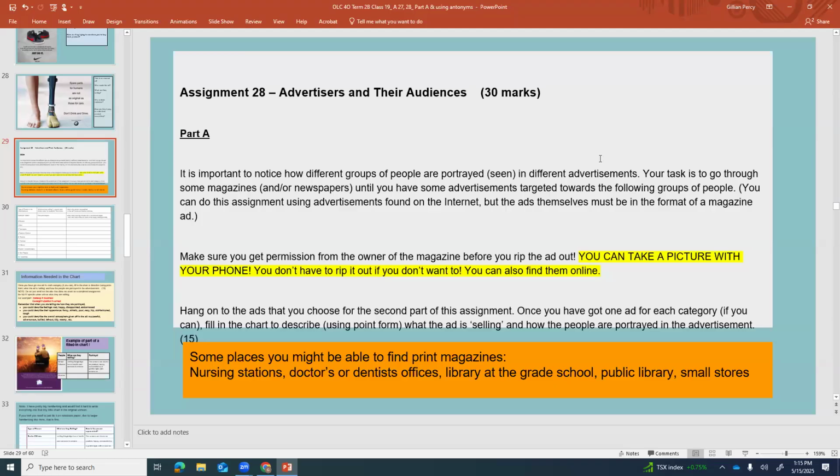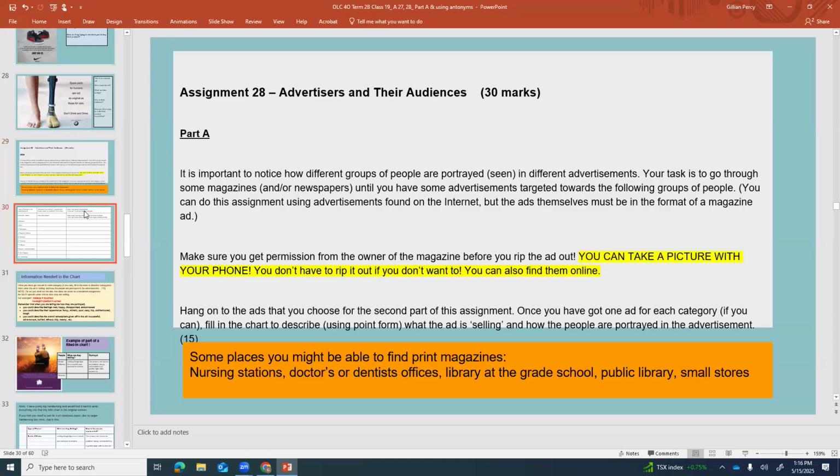Again, actually in Silicon Valley, it's really hard to find print magazines anymore. There aren't many stores that seem to sell them. There used to be all over the place. They do have them at the library. Definitely don't rip them out there. Okay, again, take a picture of it. Sometimes you'll find magazines at nursing stations, doctors or dentists' offices. Libraries at the grade school nearby you might have it. Public library. Used to be some small stores, used to be everybody had magazines. There's not a lot of profit in them, though, so that kind of has gone by the wayside.